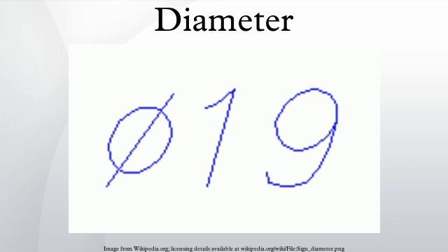In geometry, the diameter of a circle is any straight line segment that passes through the center of the circle and whose endpoints lie on the circle. It can also be defined as the longest chord of the circle. Both definitions are also valid for the diameter of a sphere.